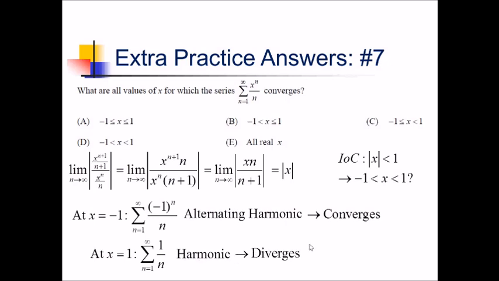That is the regular harmonic series, which we know diverges. So our final interval of convergence, we're going to have -1 less than or equal to x, because we converged at -1, less than 1. And that's going to give us answer choice, carefully pick this, answer choice C.